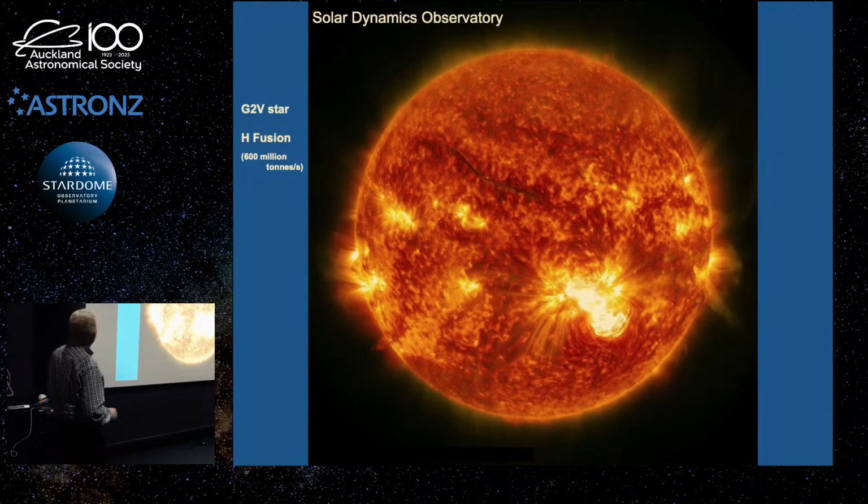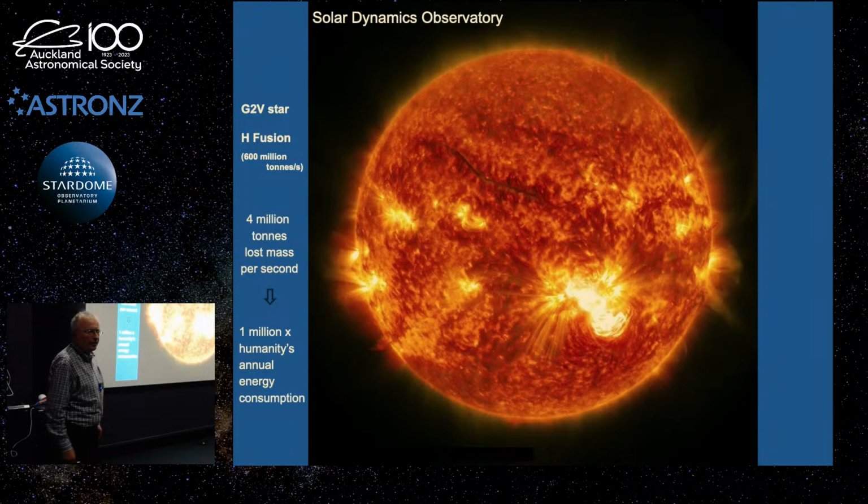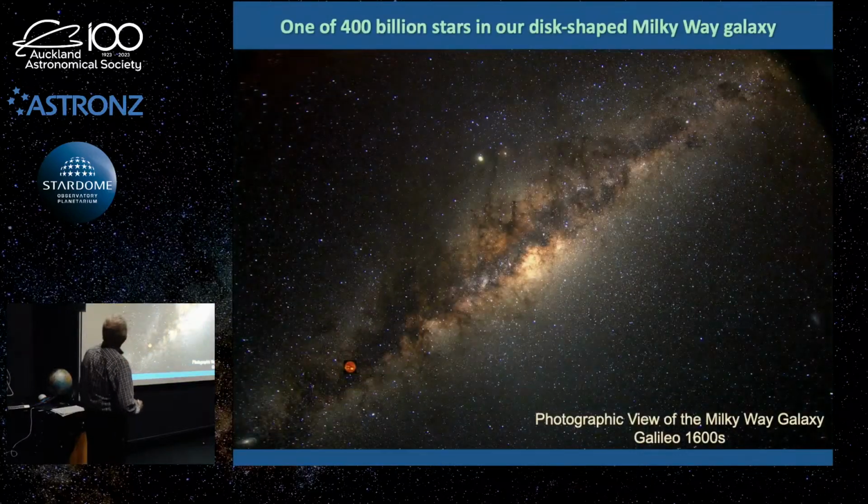And that gets converted into 596 million tonnes of helium, which means that 4 million tonnes of mass per second is being lost. And that 4 million tonnes of lost mass per second is more than 1 million times humanity's annual energy consumption. So all the energy that all of humanity uses in a year, the sun produces over 1 million times that every second, just by 4 million tonnes of mass being lost. So it just puts everything in perspective, and puts planet Earth in perspective too, of us just in the solar system. So let's move out from the solar system.